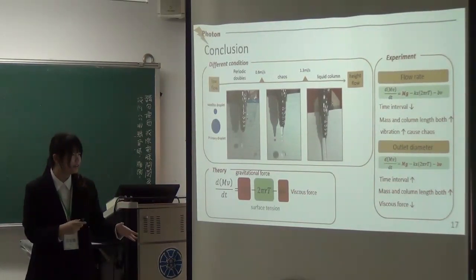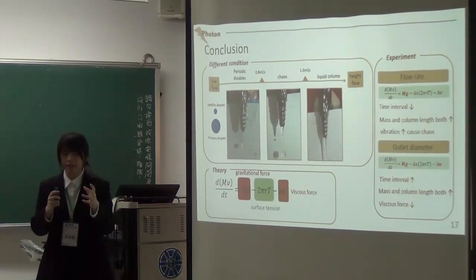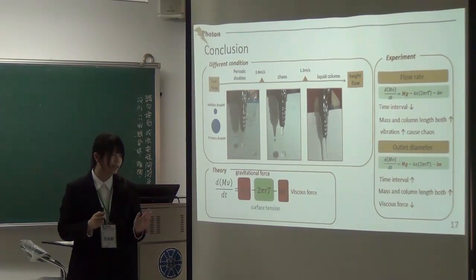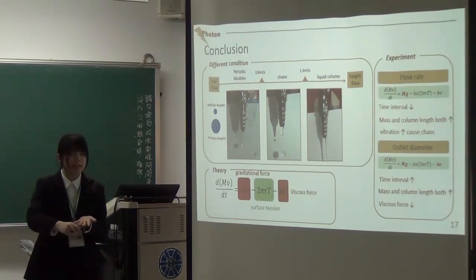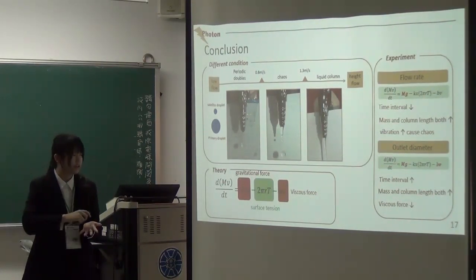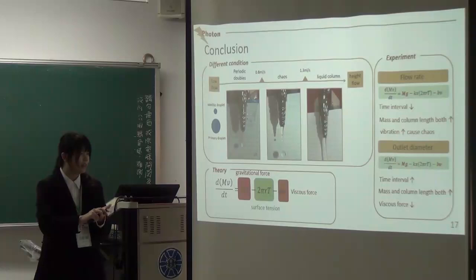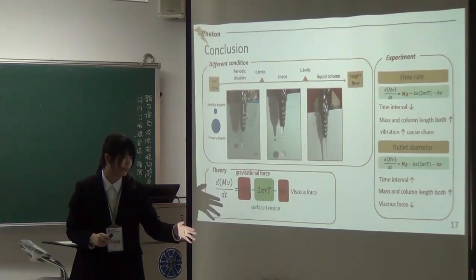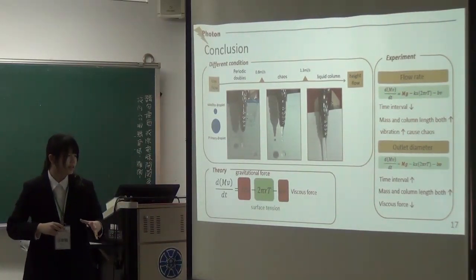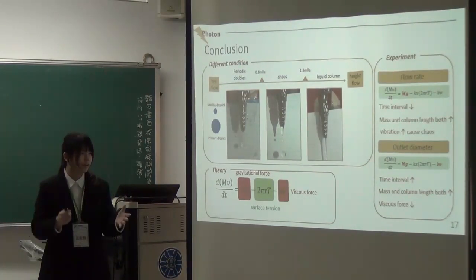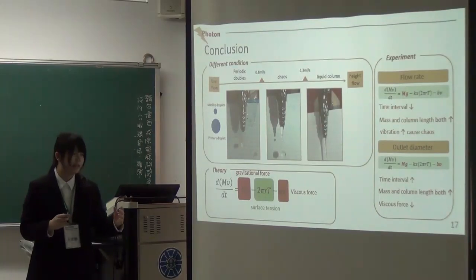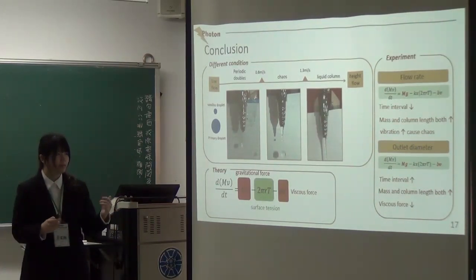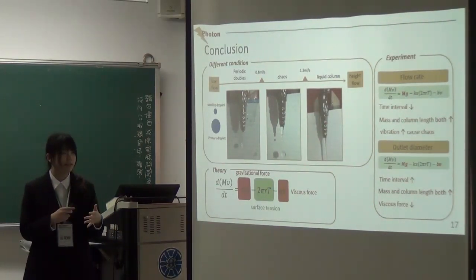And for the outlet diameter, we can see that when outlet diameter increases, the time interval will increase. It's because when the outlet diameter increases, the surface tension and the contact area increase, so the time interval will increase, and the mass and liquid column will increase. And because outlet diameter increases, the velocity will decrease, so the viscous force will decrease. So we can know that when outlet diameter increases, the water droplet is more stable.